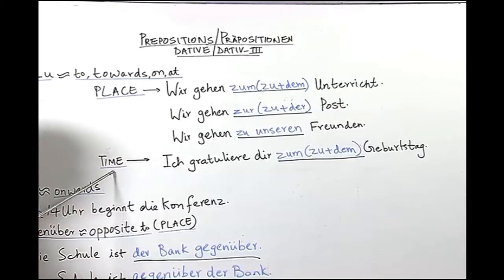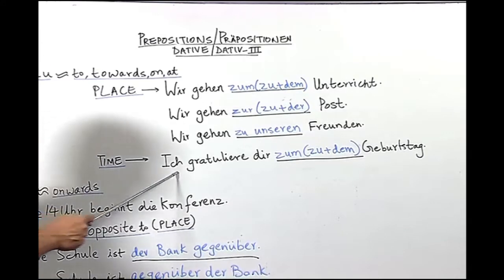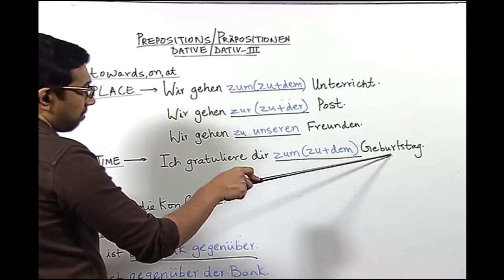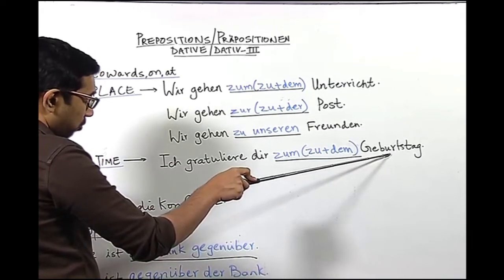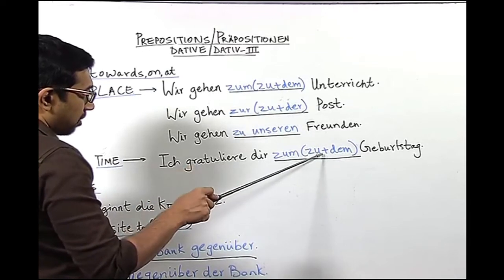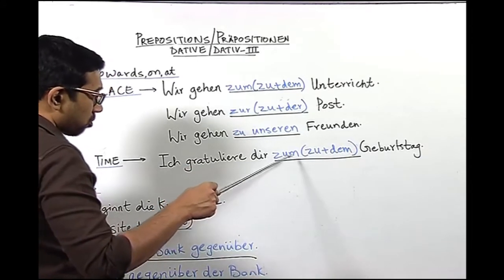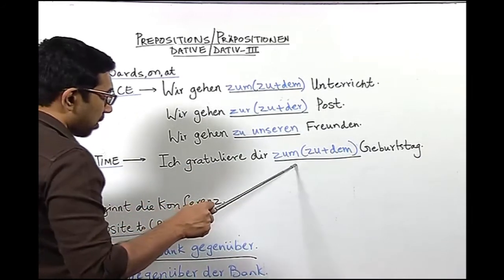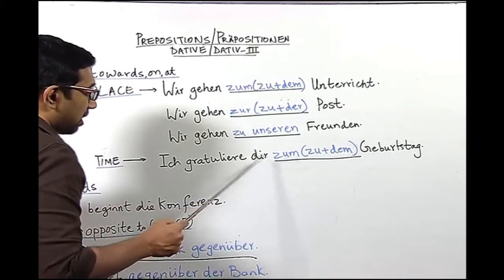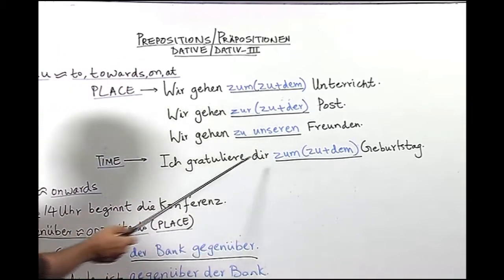Now, the preposition zu is also used in the context of time. Here we have the sentence "Ich gratuliere dir zum Geburtstag". Now, here we have the noun Geburtstag, which is der Geburtstag. In dative it becomes dem, and like in the previous example, when we combine zu and dem it becomes zum. So, we have "Ich gratuliere dir zum Geburtstag". Here Geburtstag is a time element, so we use it. In English, perhaps we can say, I congratulate you on your birthday.